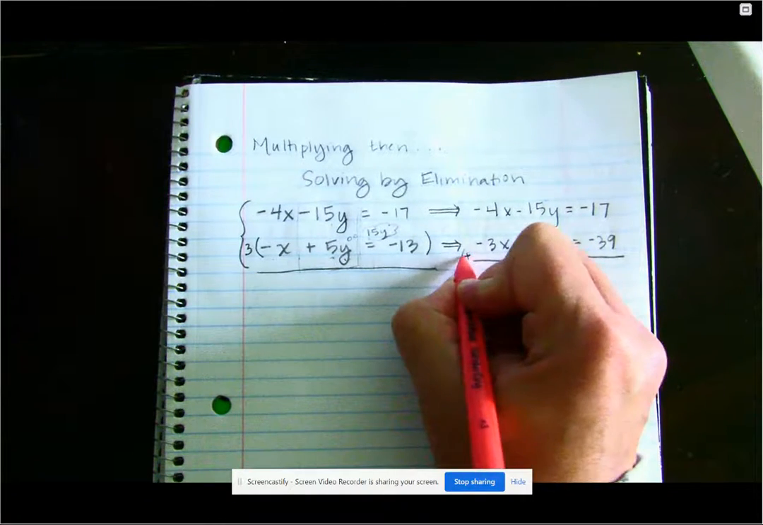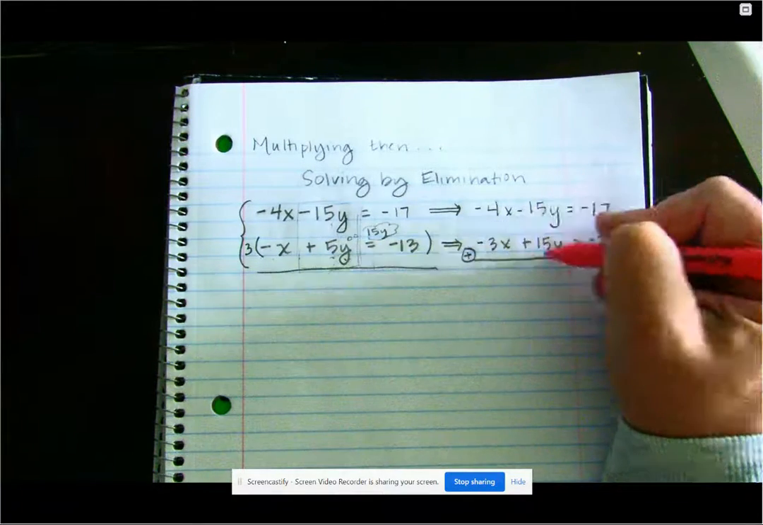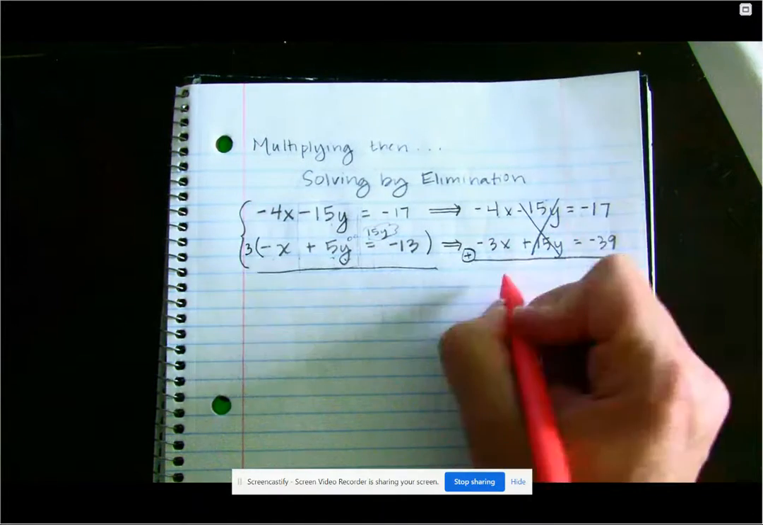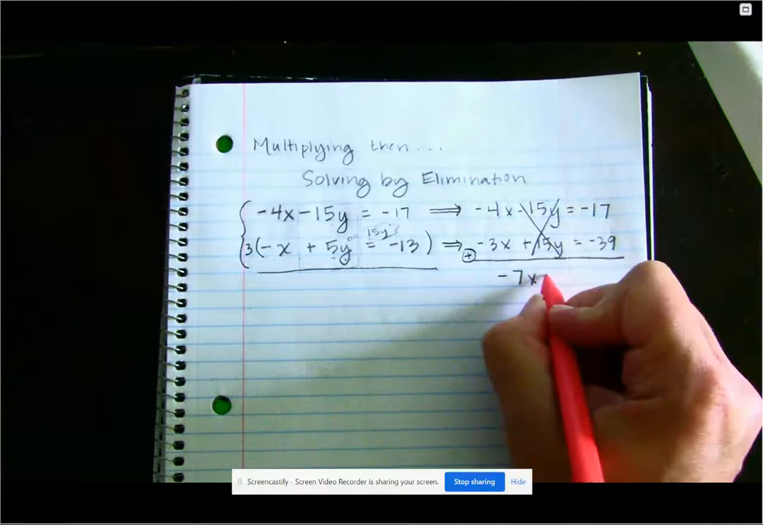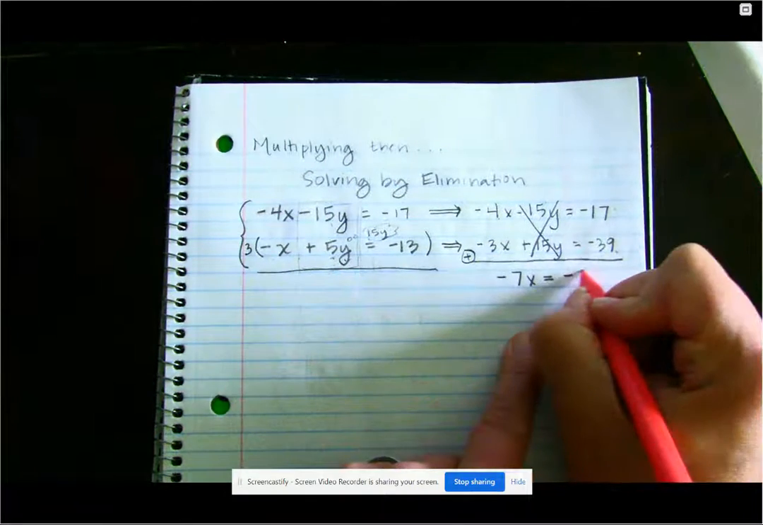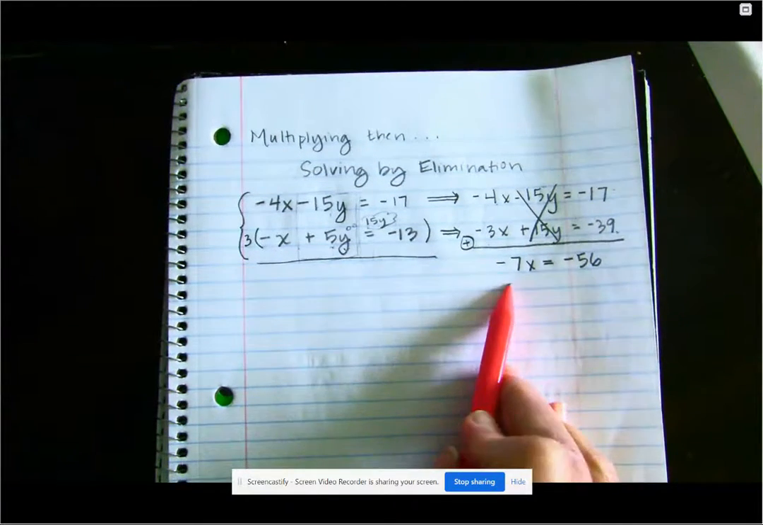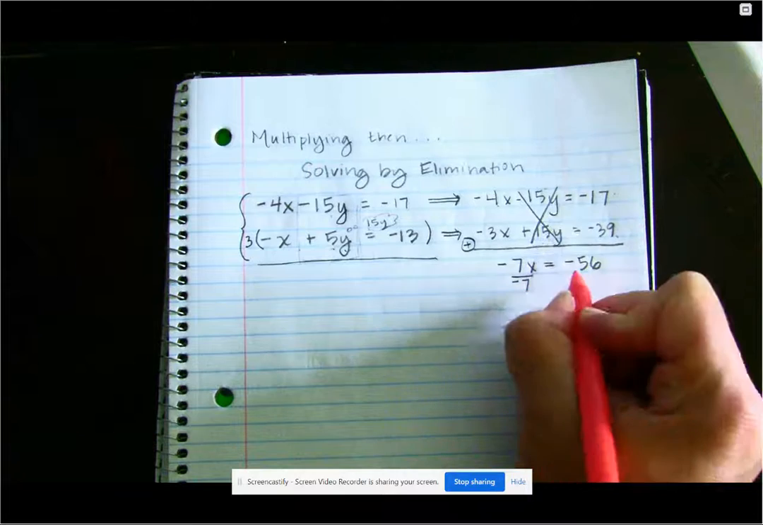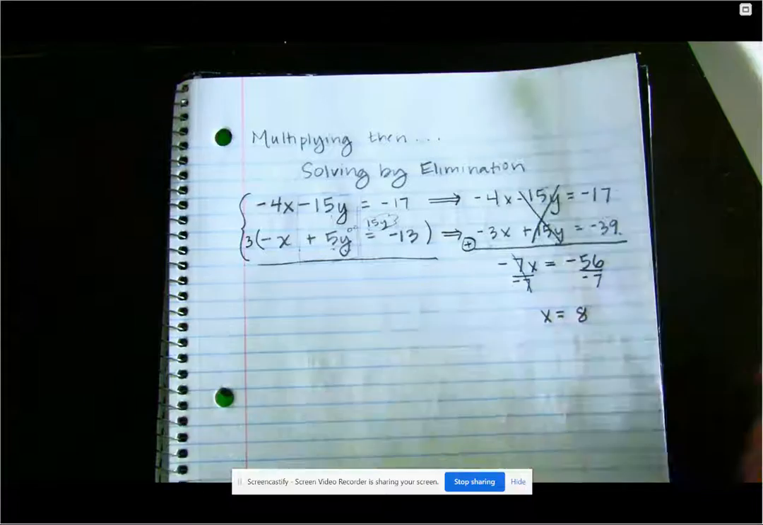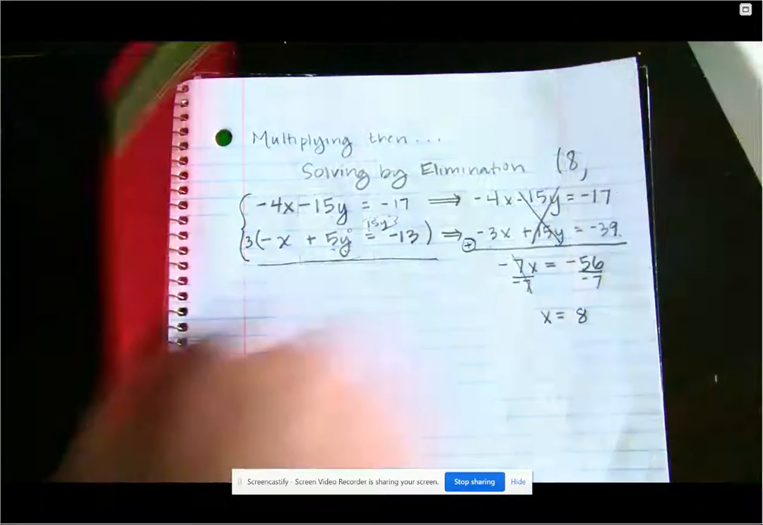When we add it up, always make sure one of your variables is ready to zero out. This is good to go. We are adding negative 4x and negative 3x, which makes a negative 7x equals negative 17 plus negative 39, yuck, negative 56. Okay, we are prepared to just solve for x now. Divide both sides by negative 7. x equals positive 8. Okay, so x was 8.